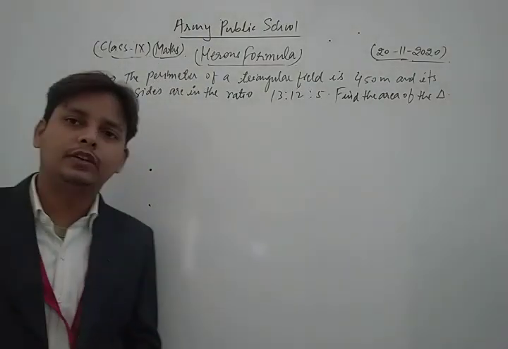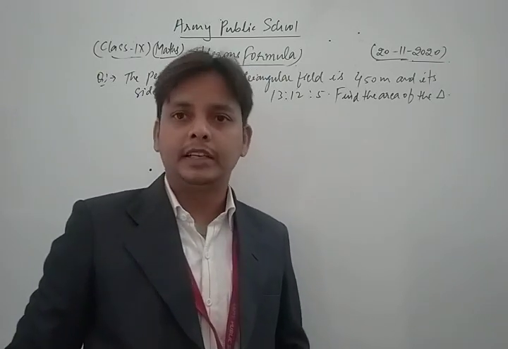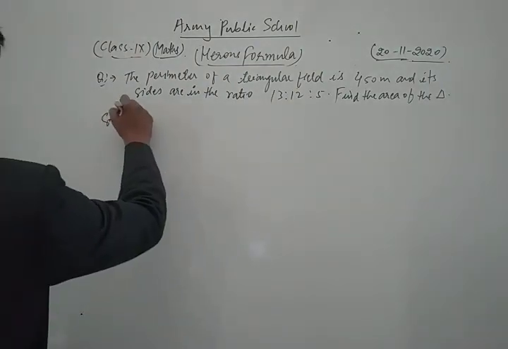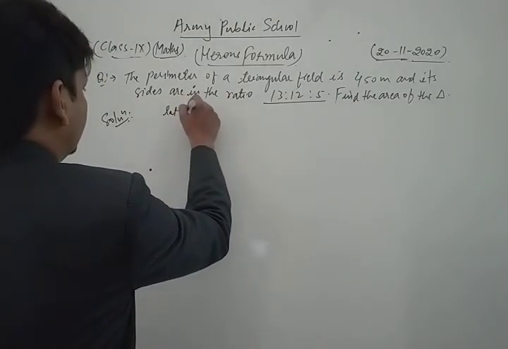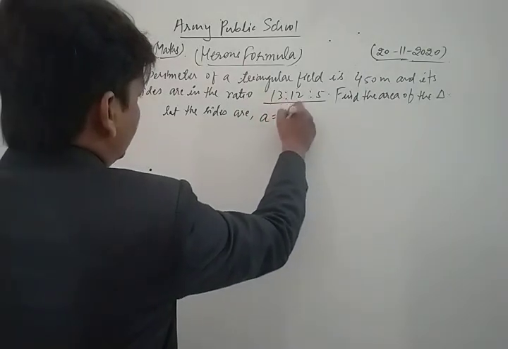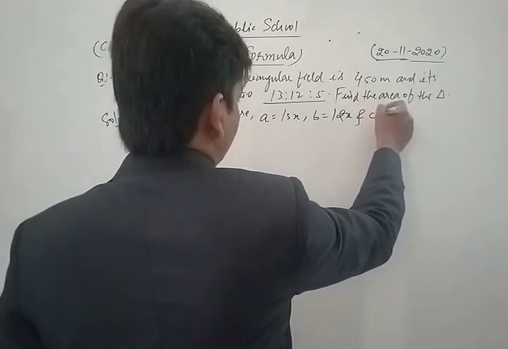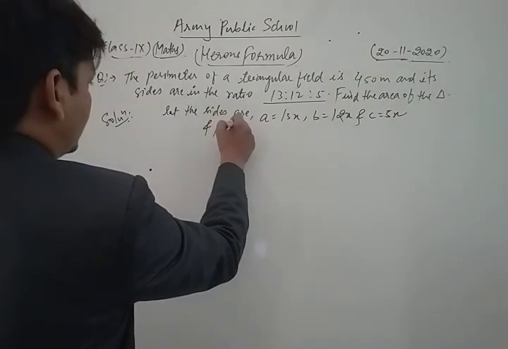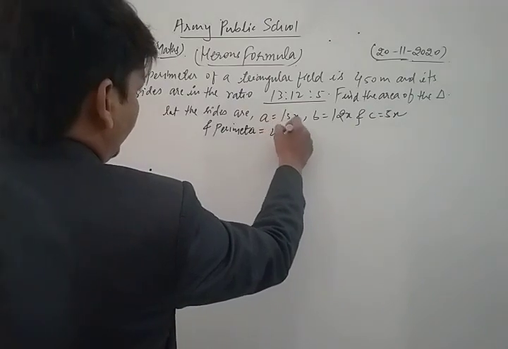Listen, first of all, in finding the area of the triangle, we find all three different sides of the triangle. After that, we apply Heron's formula, then we get our result. Let's see its solution. Dear student, the sides are given in the ratio, so let the sides be a equal to 13x, b equal to 12x, and c equal to 5x. The perimeter is given as 450 meters.